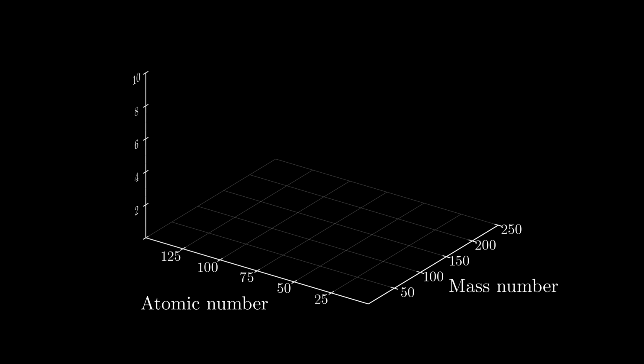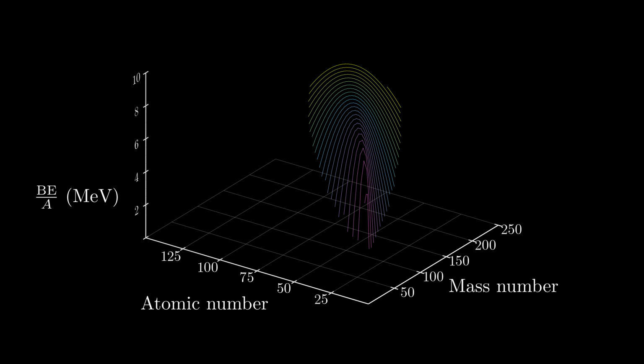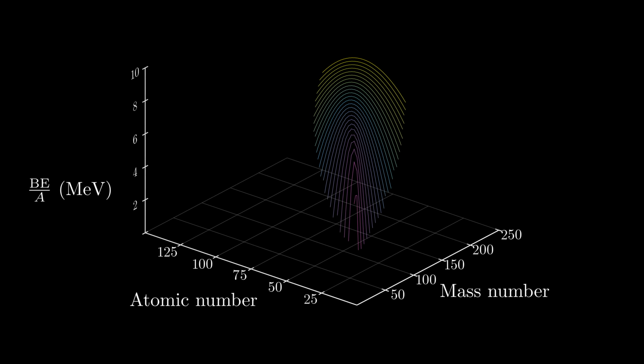Each point on this xy plane is a unique combination of protons and neutrons. On the z-axis, we'll plot binding energy per nucleon for these nuclei, so we're seeing how tightly bound together the nucleus is on a per nucleon basis. We get a plot that looks like this. So all the concepts we talked about previously have built up to this plot.